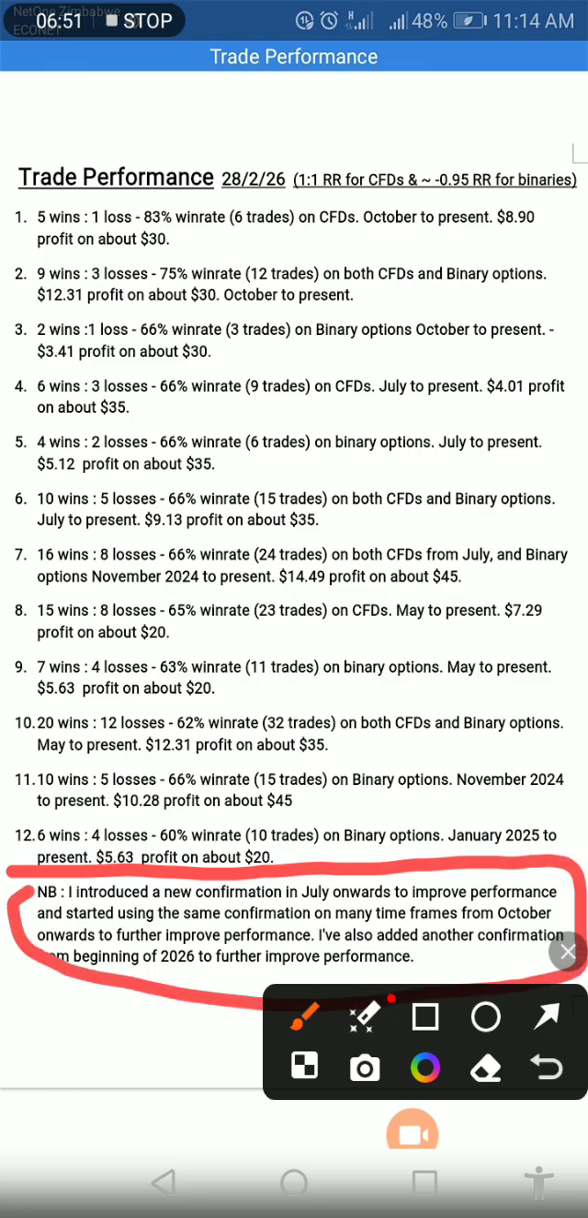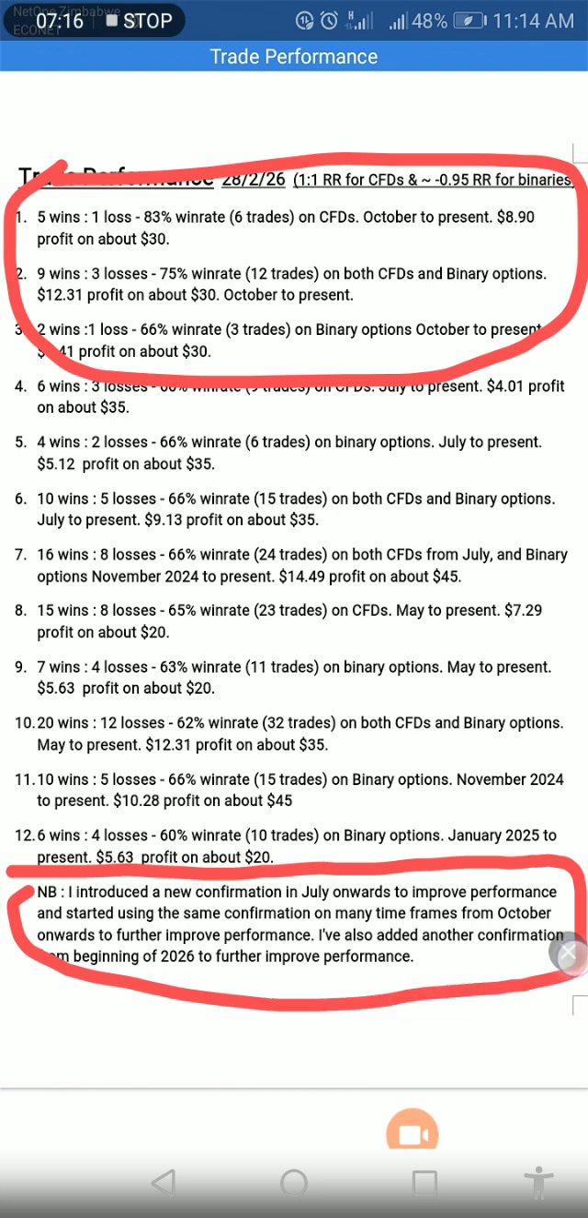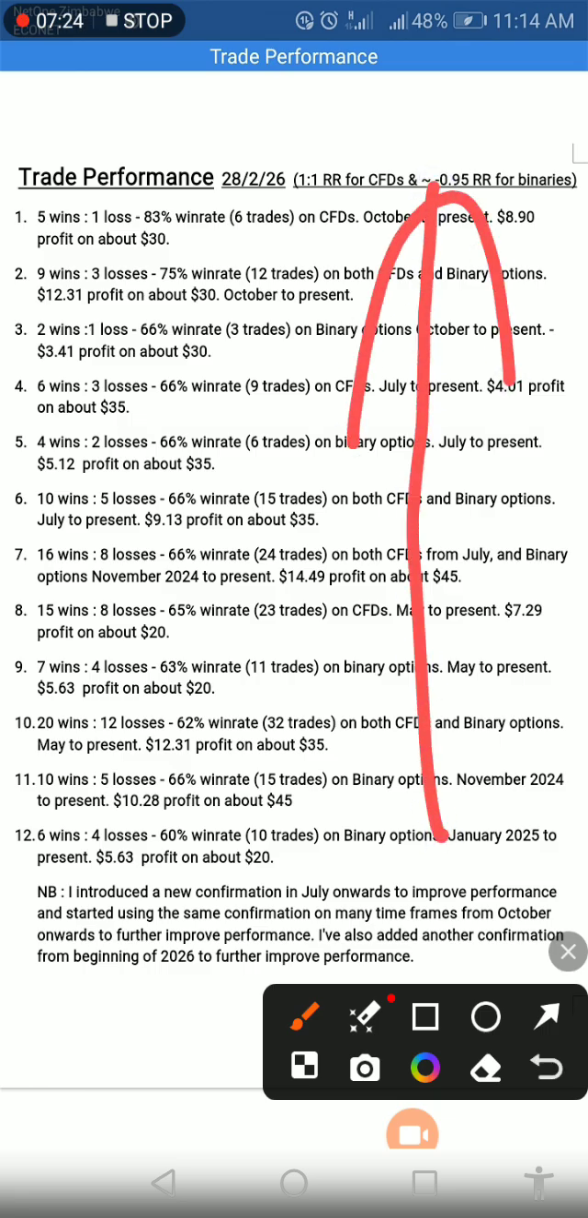Okay, I added a confirmation in July onwards, and the same confirmation started using it on multiple time frames from October onwards. That's why they are better performance there. And then also for this year, for 2026, I also added another confirmation for my trading, which will further improve my performance. So that's why you will see that the win rates will be increasing with time, and the average number of trades also reducing for each month.